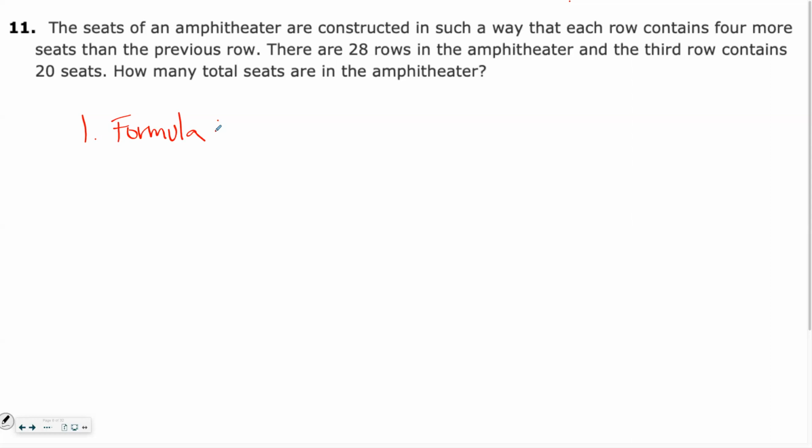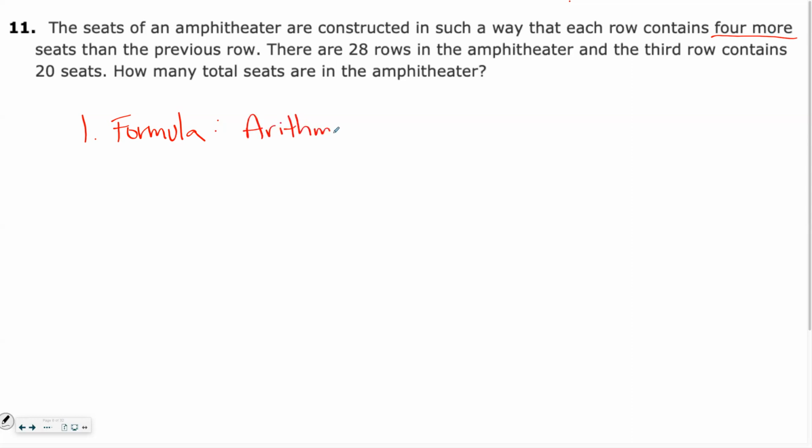When you look at arithmetic, it means that each time it's adding something. Geometric would mean each time it's multiplying. So it says here, how is it that each row is changing? 4 more seats. Does that mean multiply by 4 or add by 4? Okay, so this is arithmetic.